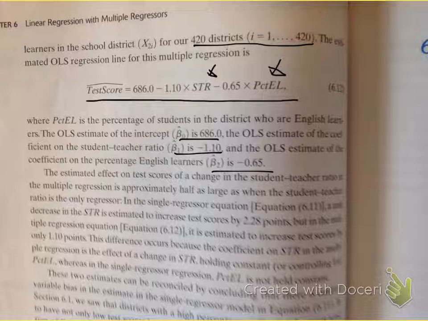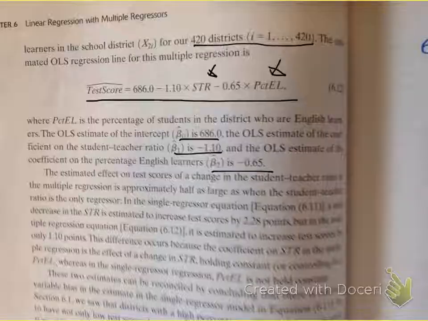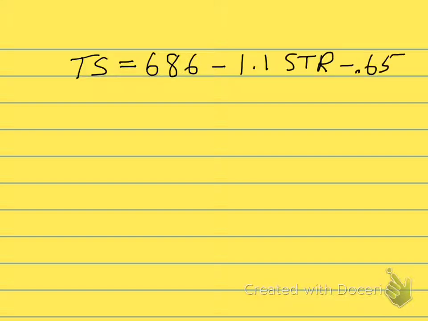So we have test scores is equal to 686 minus 1.1 times student-teacher ratio minus 0.65 times the percent English language learners. So these are our estimated regression coefficients. Now we can interpret this by thinking about, first, what's the prediction for any given observation. So we have minus 1.1 times the student-teacher ratio, and then minus 0.65 times, I'll just call it EL, percent English language learners.